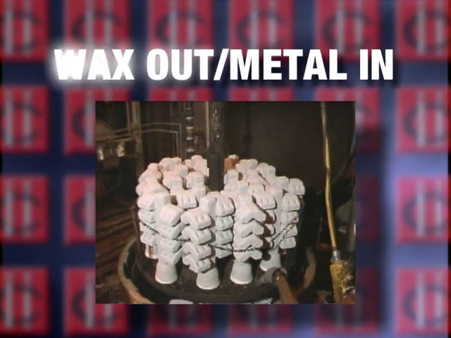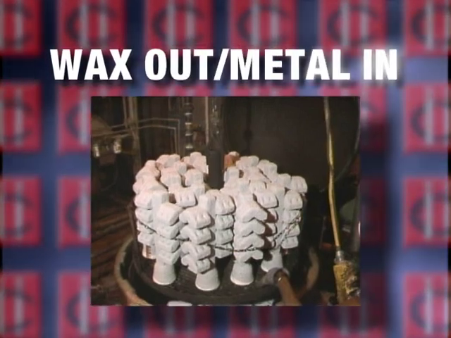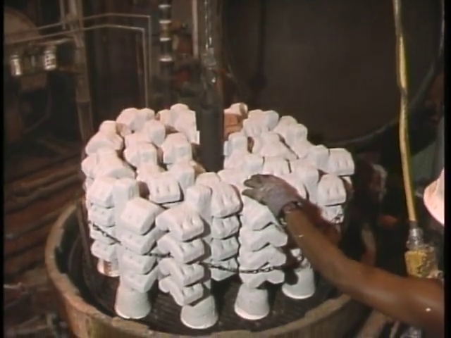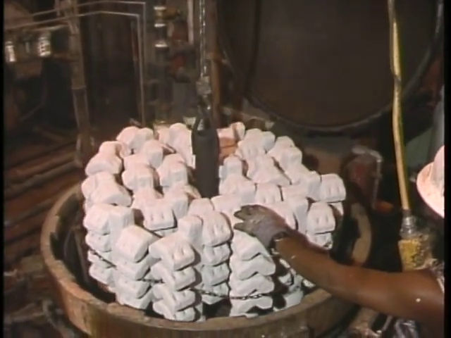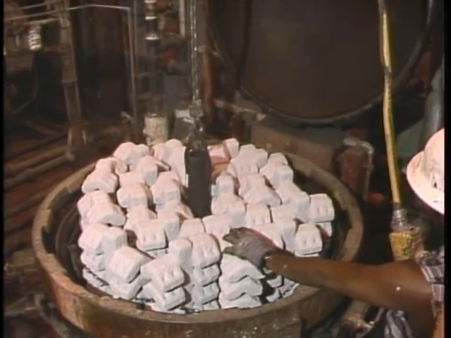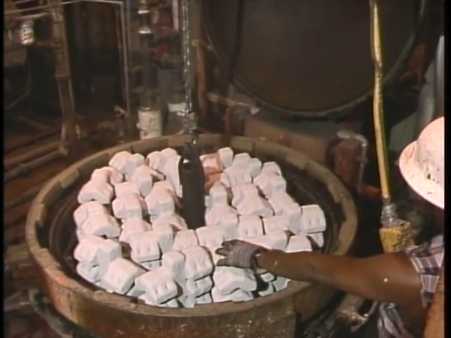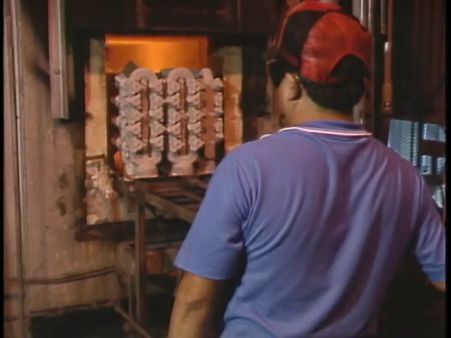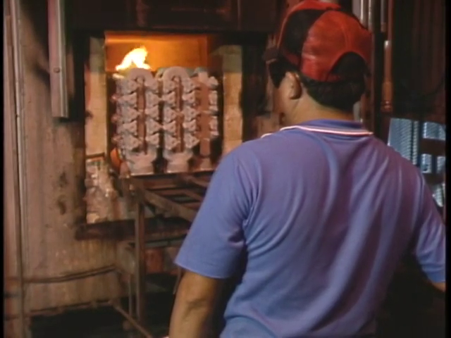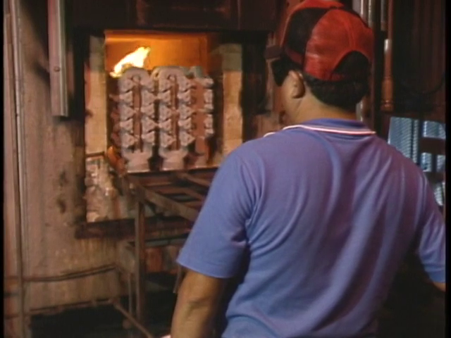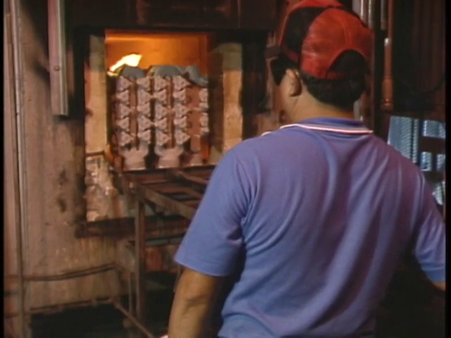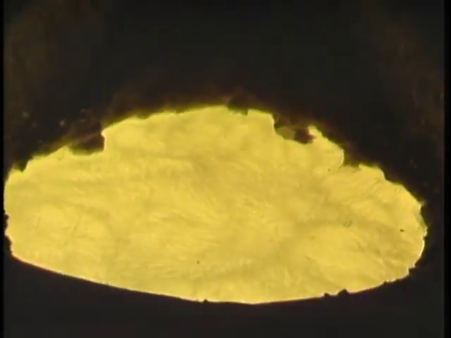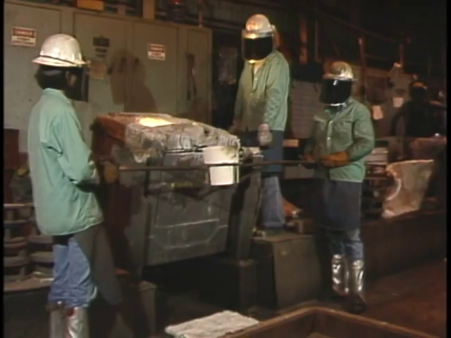The next step in the coating process is to remove the wax and fill the mold with molten metal. The removal of the wax is usually a two-step process. First, the major portion of the wax is removed in a steam autoclave. Next, the shell is placed into an oven where the last remaining wax is burned out and the ceramic shell fired. The metal, which has been melted in an induction furnace, is poured into a transfer ladle.